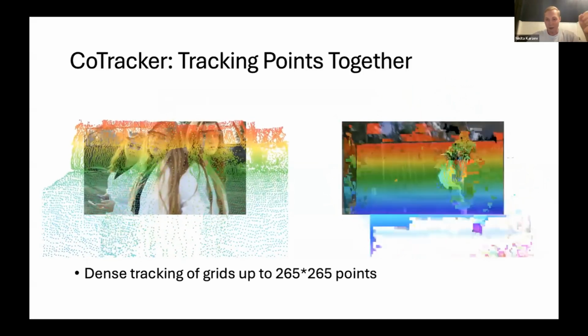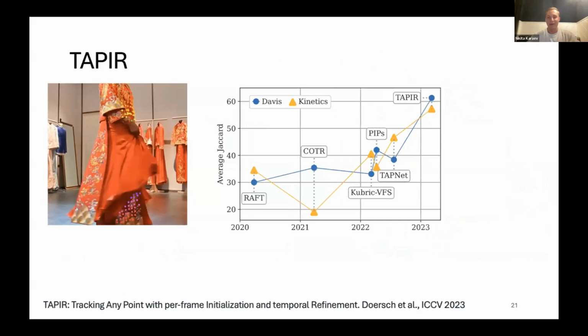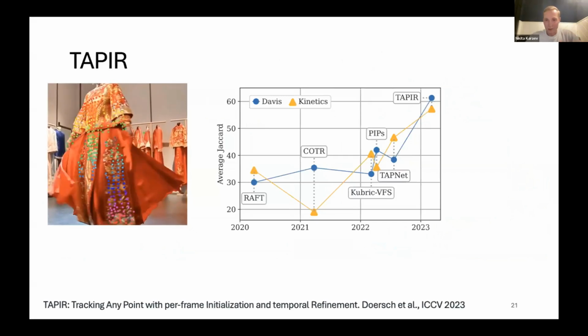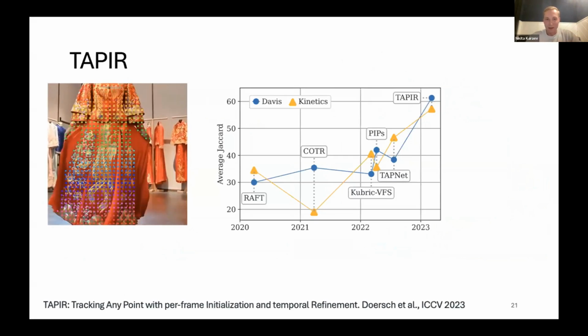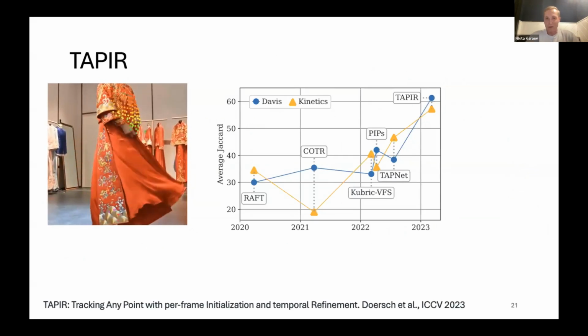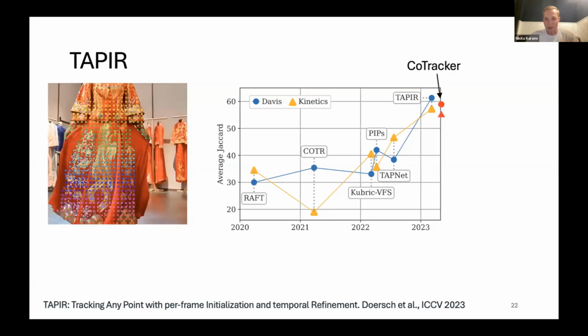When we were planning to release it, this paper came out. This is a very good single point tracker from DeepMind called Tapir. And as it turned out, this model was actually initially better than CoTracker on these two benchmarks. And this was quite bad for CoTracker because the whole idea of the paper was to do joint tracking and improve over single point tracking.